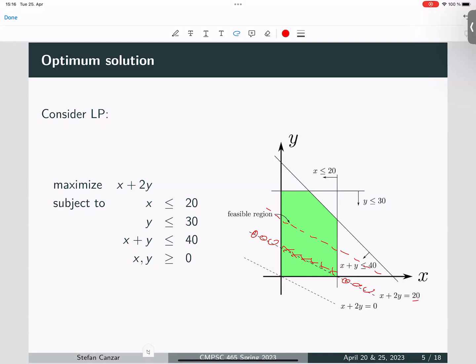And how far can we go? So visually speaking, I don't need specific coordinates, but can you describe the optimal solution to this problem based on what we have said so far?